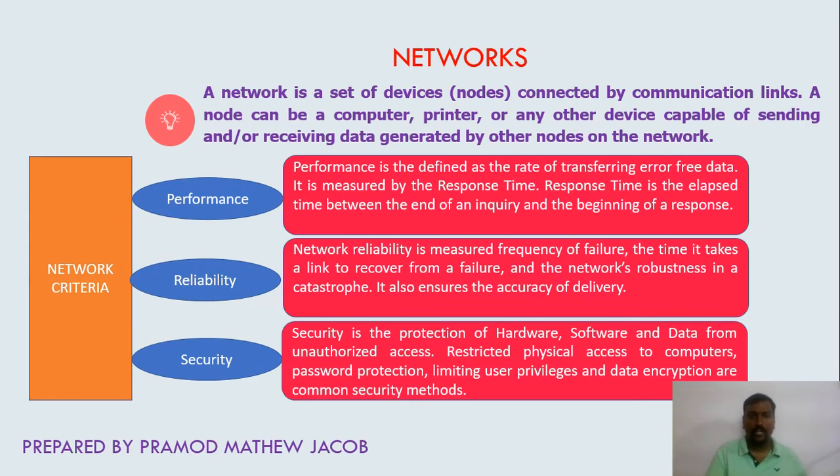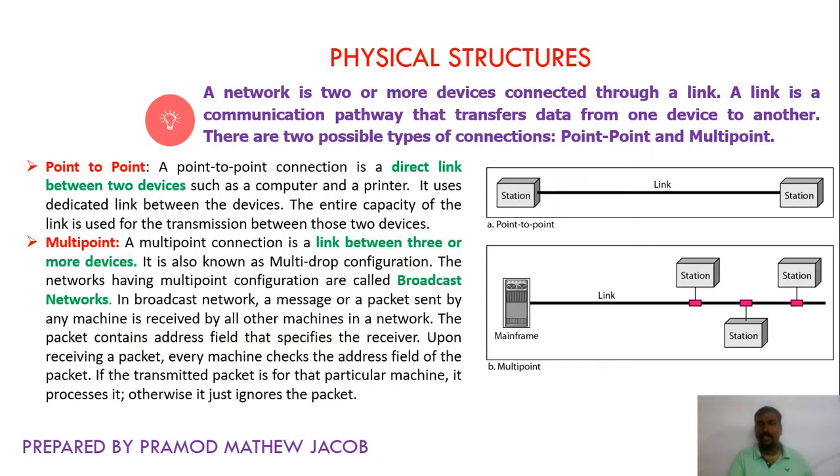Reliability is usually measured in terms of probability at which the system gives a failure-free operation. So the value of reliability usually varies between 0 and 1. Next is security. As we all know that in network, security is a prime concern. Usually security is the protection of hardware, software and data from unauthorized access. Restricted physical access to computers, password protections, limiting user privileges and data encryption are common security methods followed in computer networks. Next is physical structures.